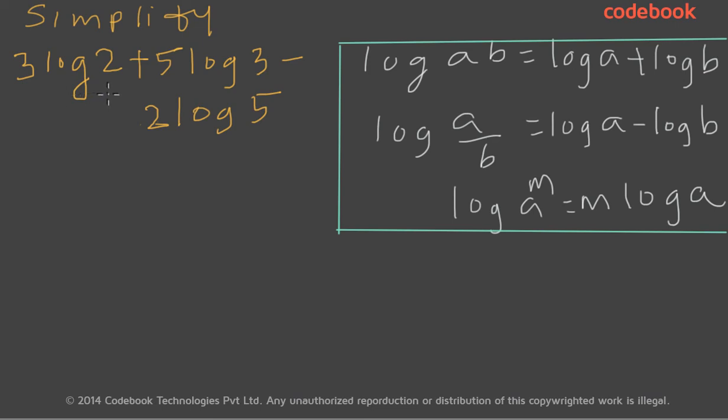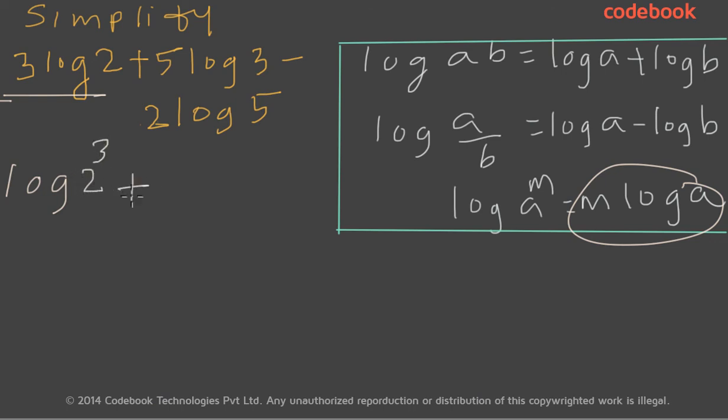So we have been given 3 log 2 plus 5 log 3 minus 2 log 5, and we have been asked to simplify this expression. As a reference, I have listed all the 3 laws of logarithms that we have learnt. So if you look at the first term, it is in the form of m log a, right? So that is nothing but log of a power m, where a is equal to 2 and m is equal to 3. So this can be expressed as log of 2 cube. Similarly, the second term can be expressed as log of 3 power 5 minus log of 5 square.